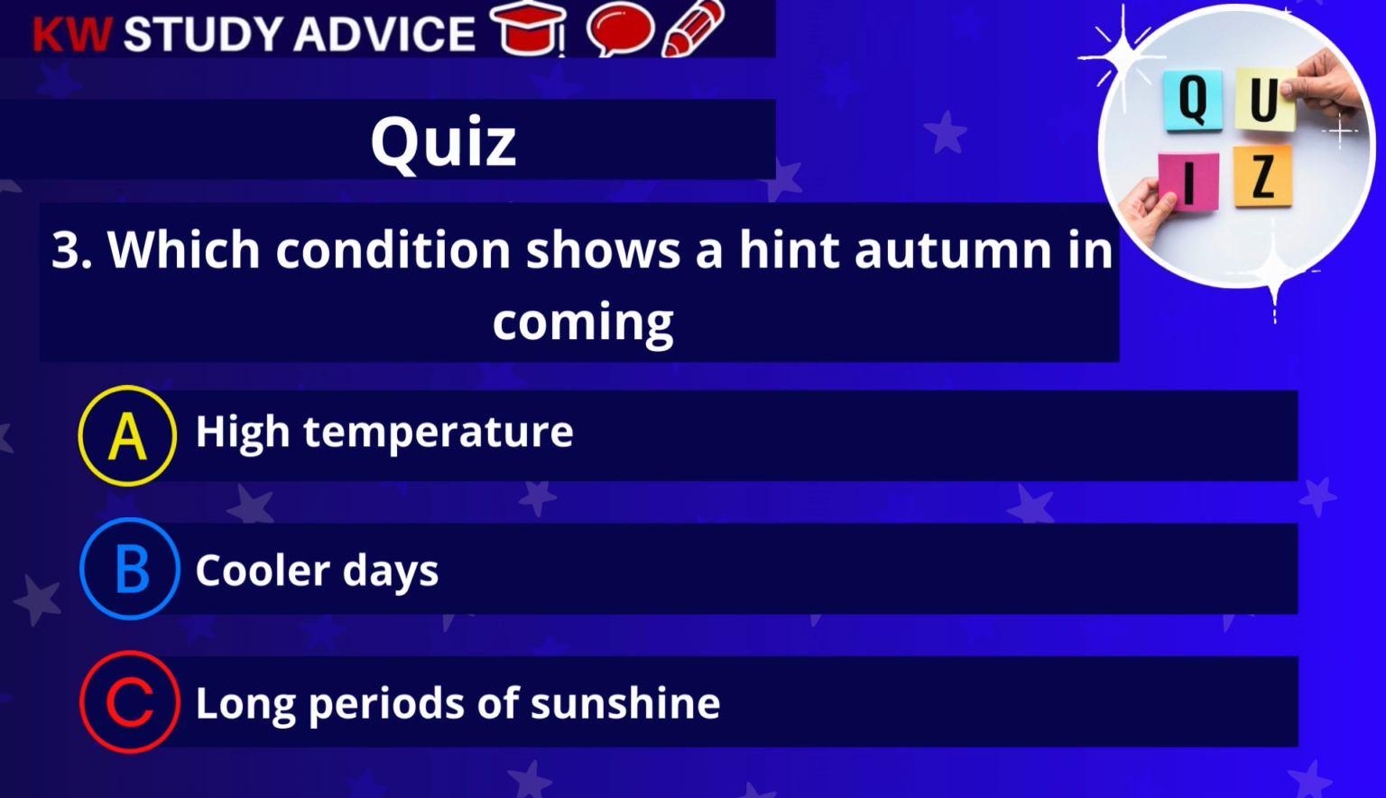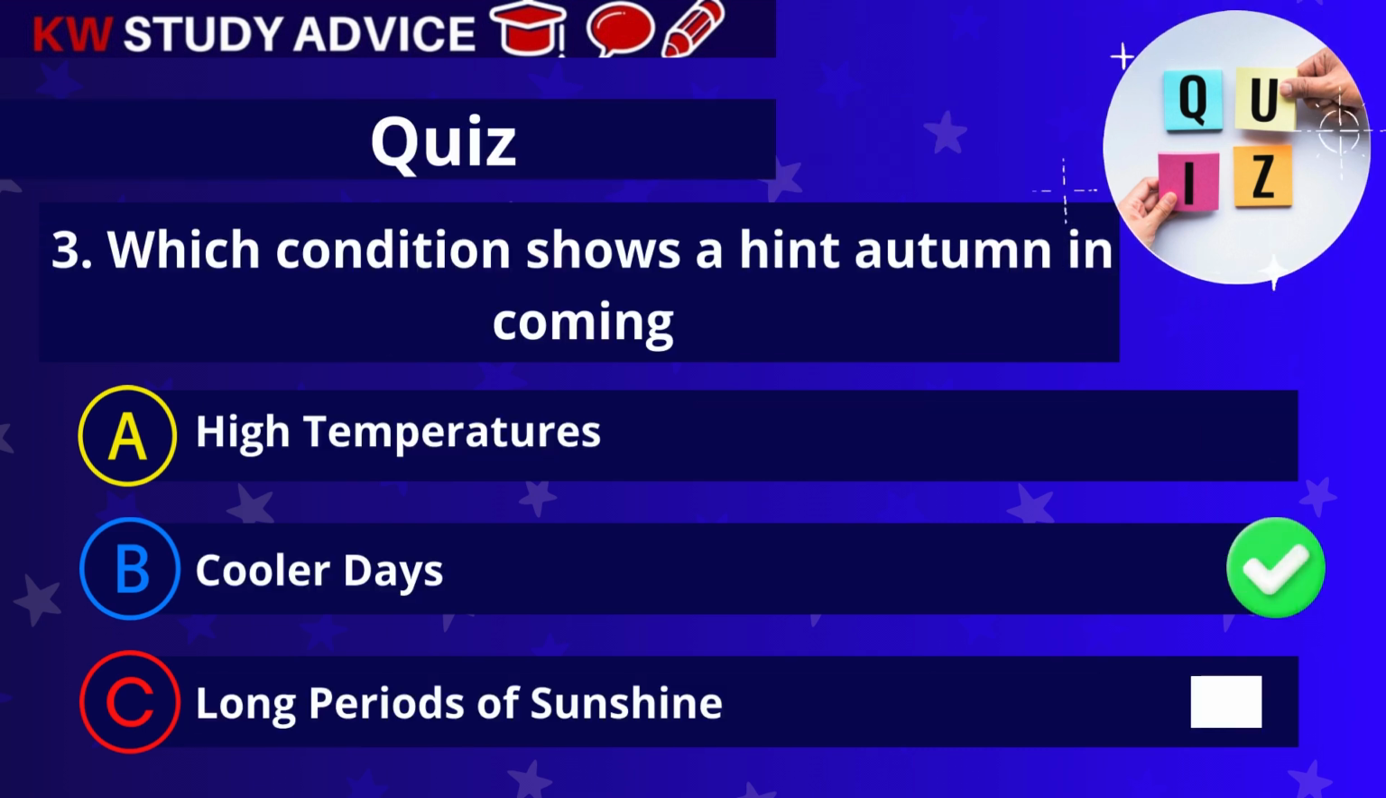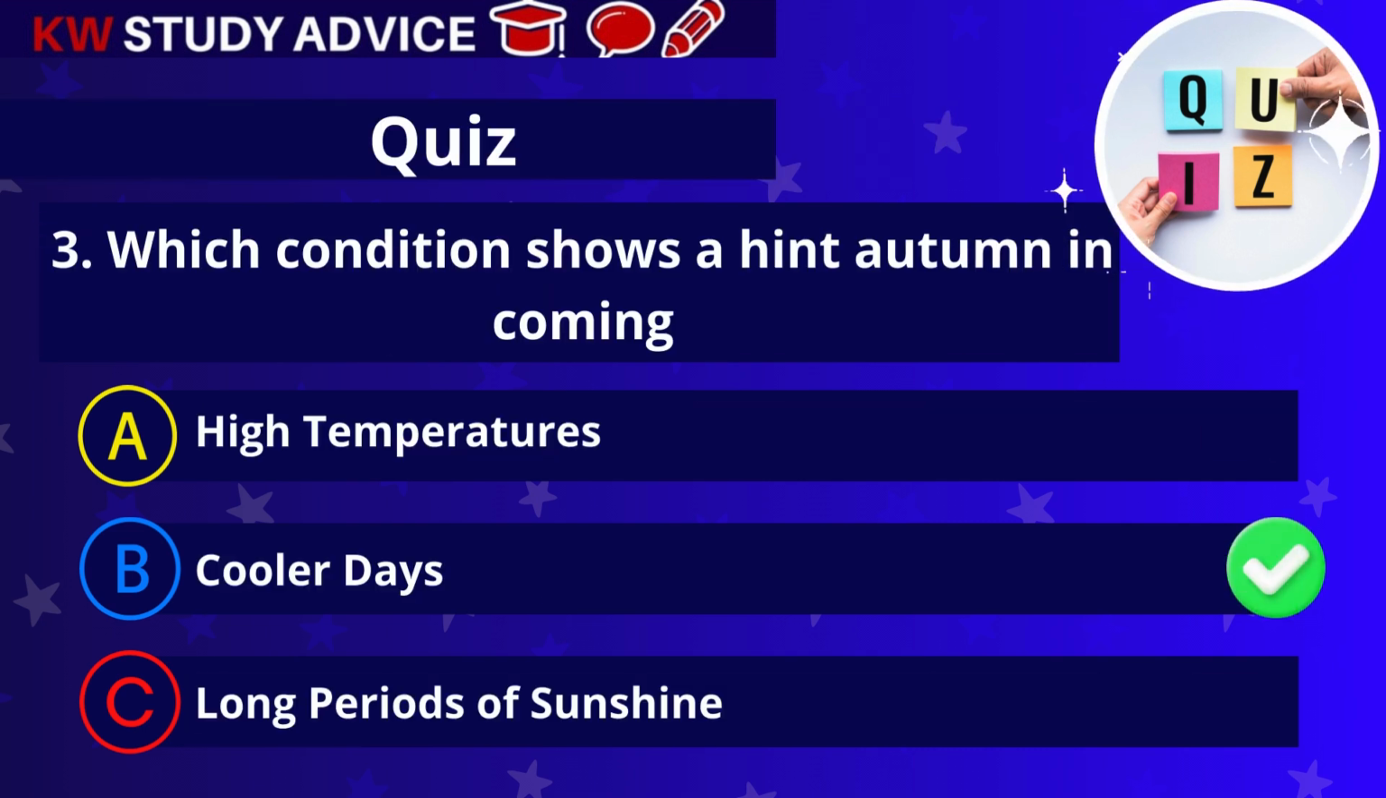Question number 3. Which condition shows a hint of autumn is coming? Would it be A, high temperature, B, cooler days, or C, long periods of sunshine? And the correct answer for number 3 is B, cooler days.